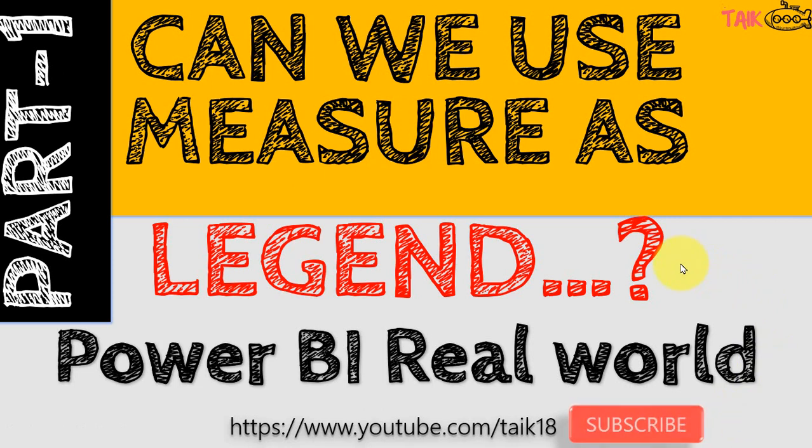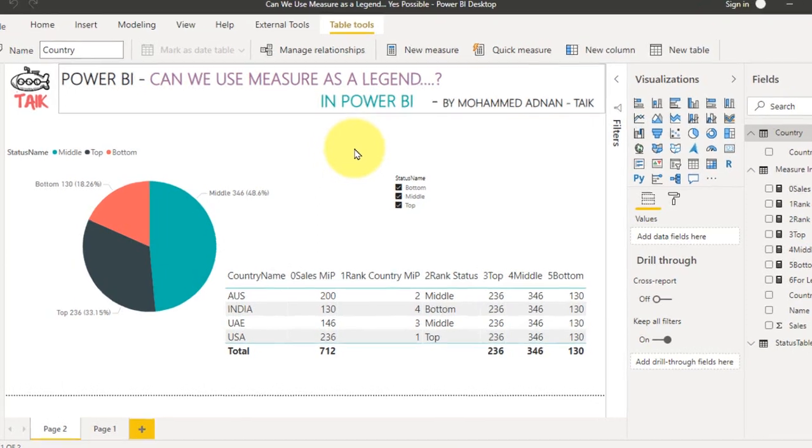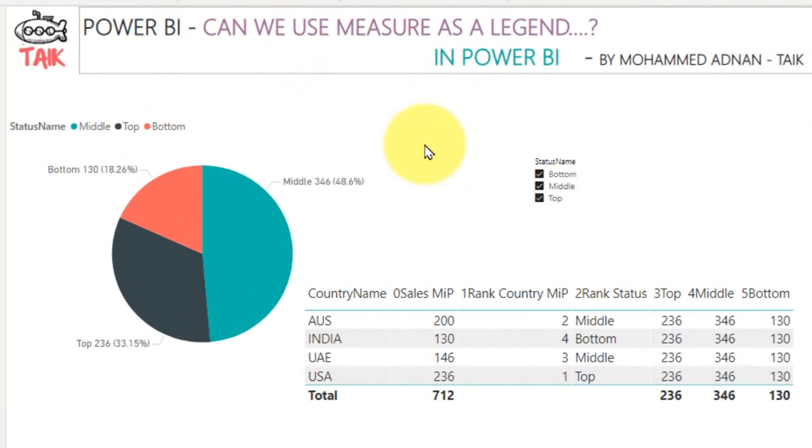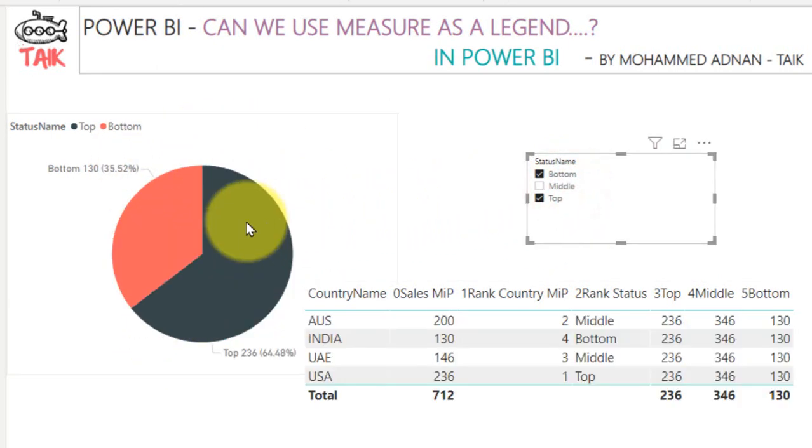Now let's get started. This is the Power BI file. In this I have a pie chart where I'm going to filter the data by the ranking of top, middle and bottom. As of now it has selected the three values. If I remove middle here, then in the pie chart we also get an effect. It's not showing the middle value.